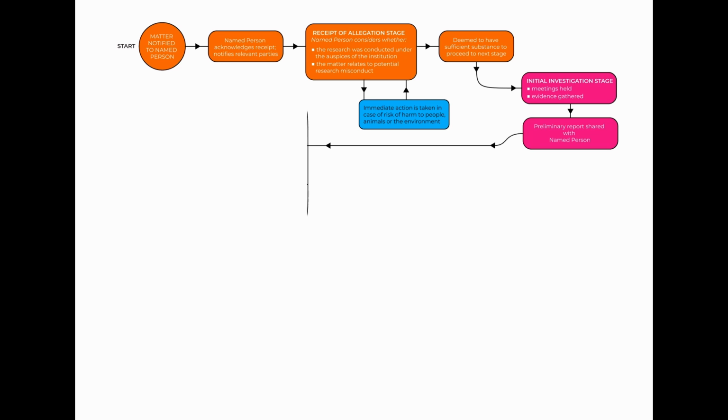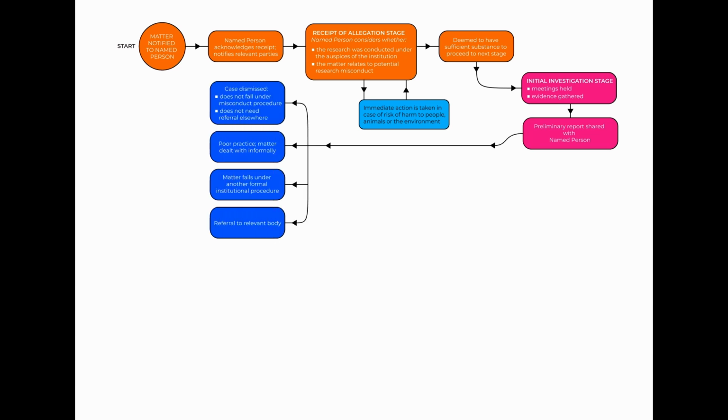There are 4 outcomes which may occur at this point. First, is that the matter is dismissed because it doesn't fall under the research misconduct procedure, neither does it need to be referred elsewhere. Second, the matter is either mistaken, frivolous, or lacks substance to be taken forward. There is no case to answer, as it may be deemed that the matter is poor practice which can be dealt with informally and locally.